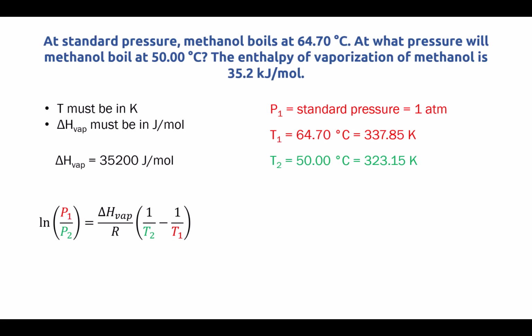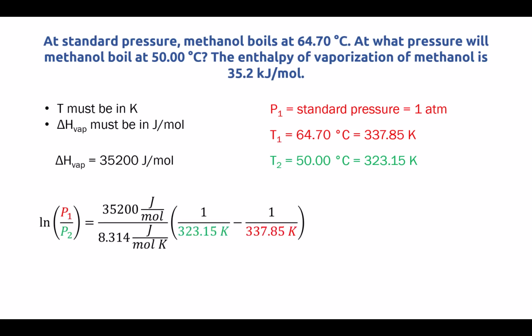So let's go ahead and start plugging some stuff in then. I can plug in delta H and I can plug in R as well as my two temperature values. So I'm going to end up on the right side with 35,200 joules per mole divided by 8.314 joules per mole Kelvin, and then that is going to be multiplied by 1 over T2 minus 1 over T1. My units of joules and moles will cancel, leaving just units of Kelvin.